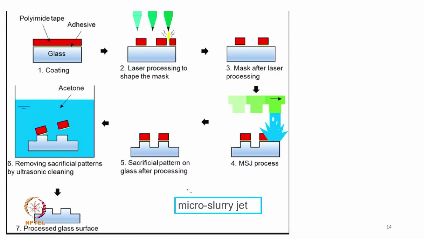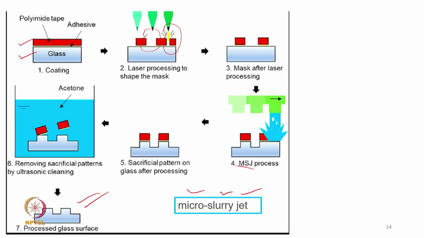Another process shown is what we call micro slurry jet processing. They use a ceramic material with polyamide tape on it, and initially they use the laser to make the mask. So they design a mask using the laser, and after that they use the micro slurry jet to cut the surfaces properly, and that is where we require real finishing.